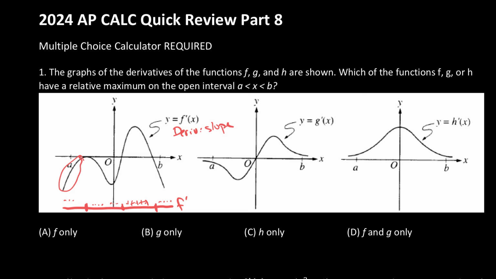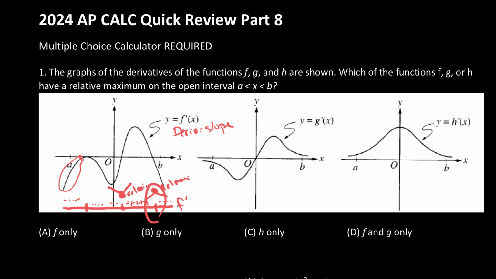So I'm looking for a slope change because, again, the derivative is a slope. Right here there is not a slope change, but right here we go from a negative to a positive slope, so that gives us a relative minimum, and over here we go from a positive to a negative, so that gives us a relative maximum. So we do have a relative maximum for the graph of f.